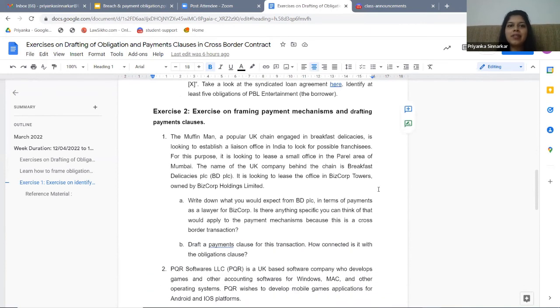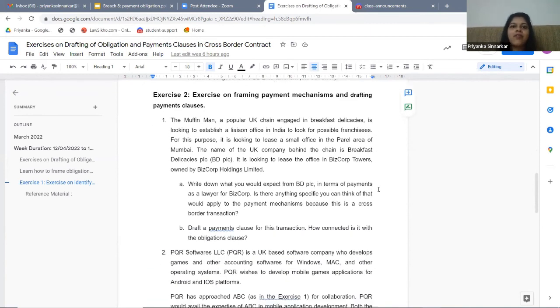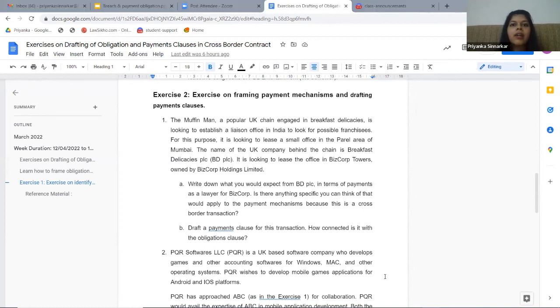Then moving on to the second exercise, it is on framing payment mechanisms and drafting payment clauses. Just a second, I will open... I didn't receive this. Okay, you haven't received this assignment in your portal yet. I know it will be uploaded by tonight or maximum tomorrow. Don't worry about it. So the second exercise is on framing payment mechanisms and drafting payment clauses.